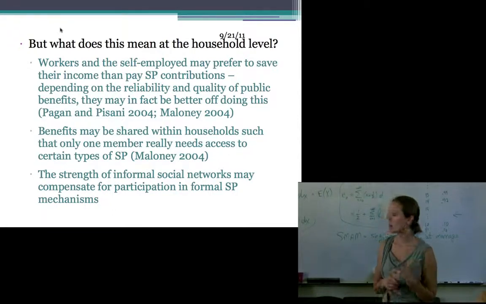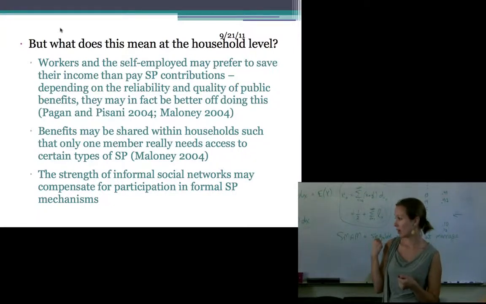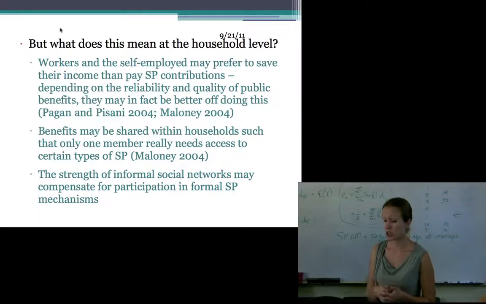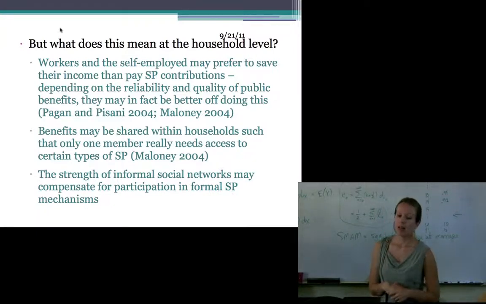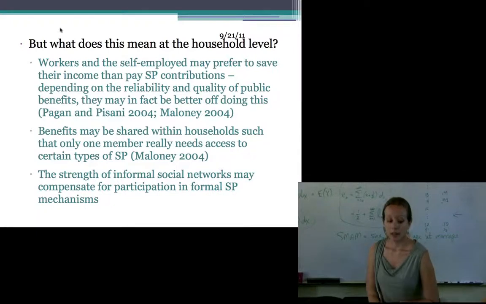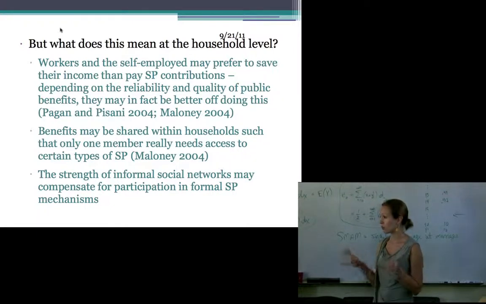Health insurance, the hospitals you're able to go to if they're public hospitals, which is often the case in Egypt, may not be very good. People may not want to go there, so they would rather save their money and spend it on private clinics rather than putting it into public insurance that they won't use. Unemployment benefits, these kinds of programs are very hard to access, so people would rather not pay out their contributions. Another issue is that the benefits may be shared within households, so that you only really need one member who has access to the formal systems.